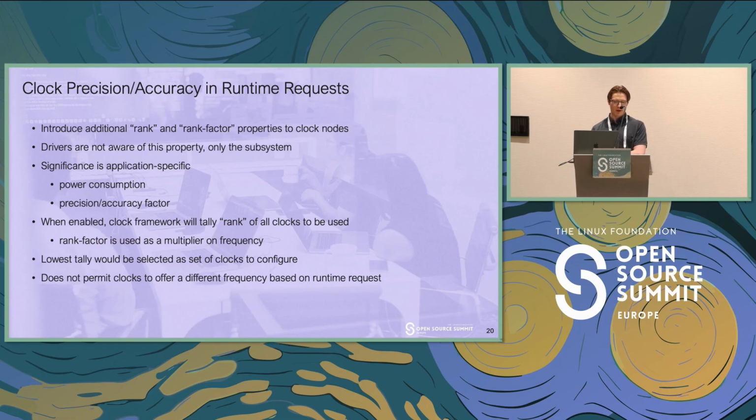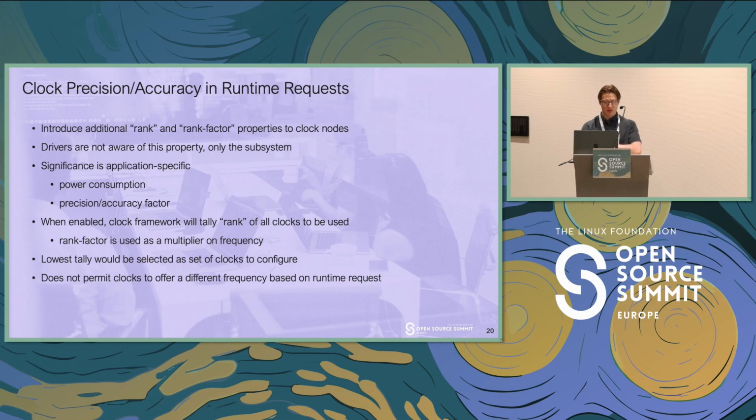You could use rank, for example, for power consumption, and then you set the power consumption of every clock using this rank property. Whenever you make an API call with clock request rate, you can trust that the subsystem will tally everything up and select the lowest power clock for your use case within the frequency request you just made. What this doesn't do is let clocks offer a different frequency based on a runtime request.